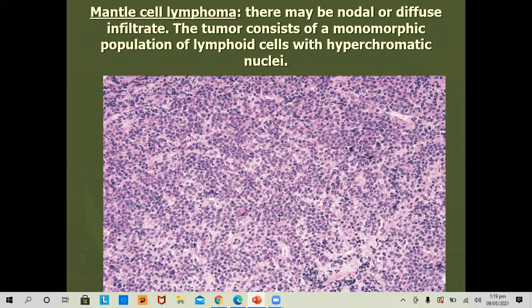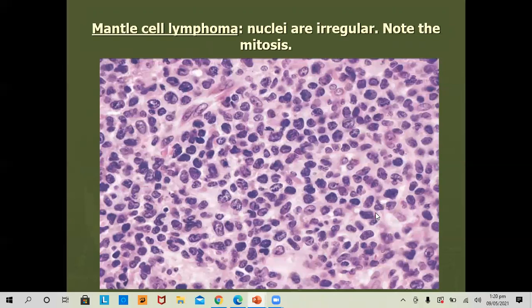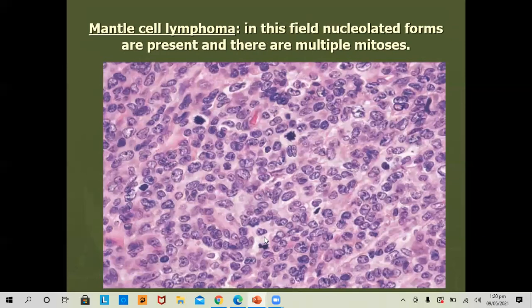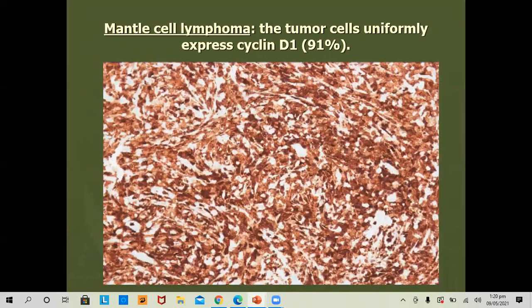Histologically, the mantle cell lymphomas are characterized by nodular or diffuse proliferation of B-cell lymphocytes. And the lymphocytes are monomorphic with hyperchromatic nuclei. The nuclei may be irregular and mitoses are seen frequently. These are the few mitoses seen within one high power field. The tumor is typically cyclin D1 positive, which is positive in 91% of the tumors.